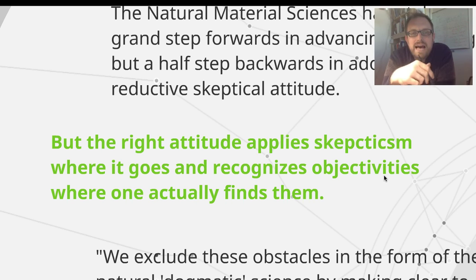He says the right attitude applies skepticism where it goes and recognizes objectivities where we actually find them. Right? So we're not just skeptical of anything that's not empirical. That is, we apply skepticism where it makes sense, right? Ooh, another spelling error, my apologies. So for instance, if we have reason to be skeptical of our empirical experience, we should be, right? And we should be skeptical of judgments that are empirically derived if we have reason to doubt them.